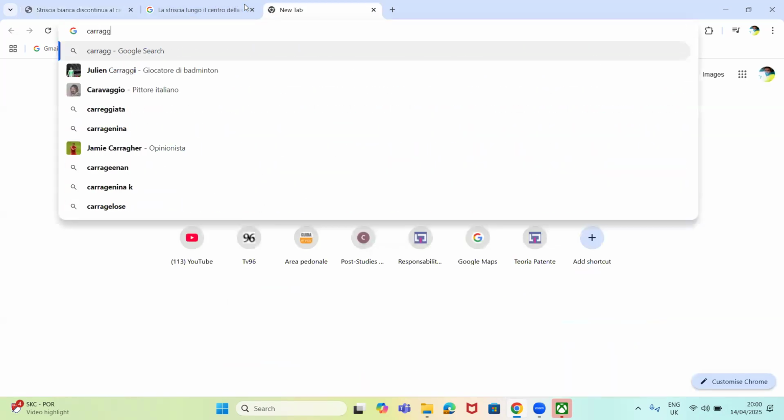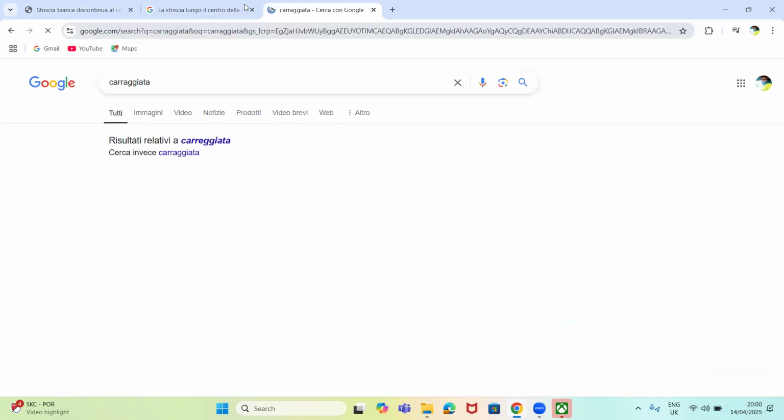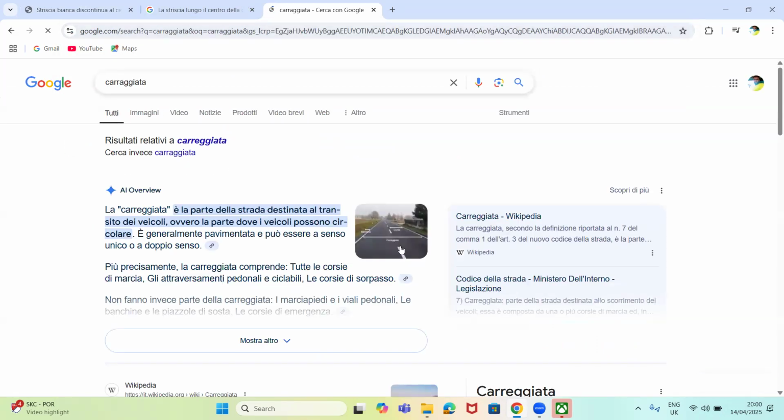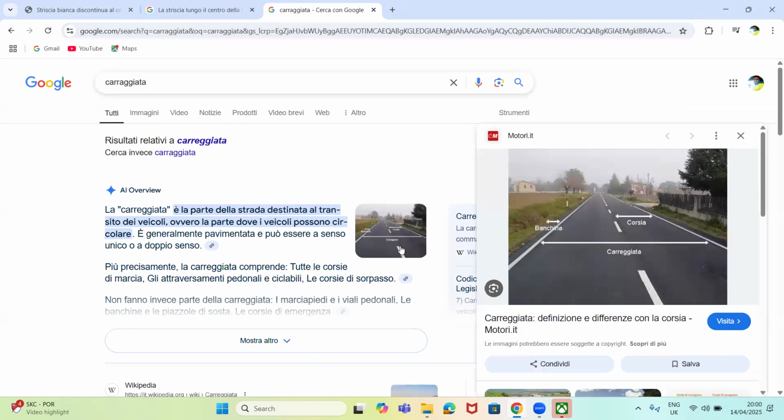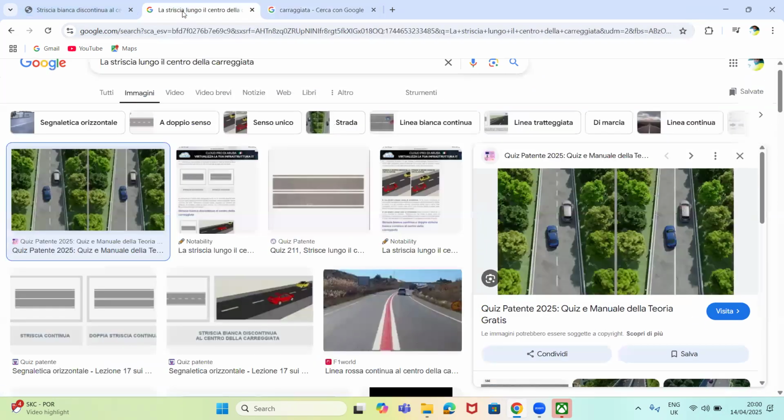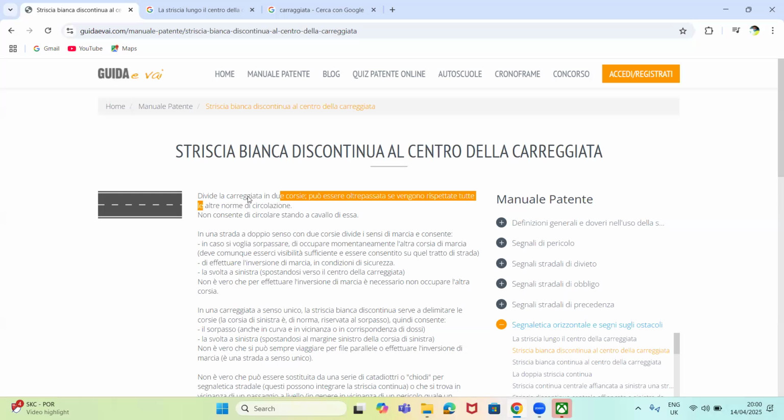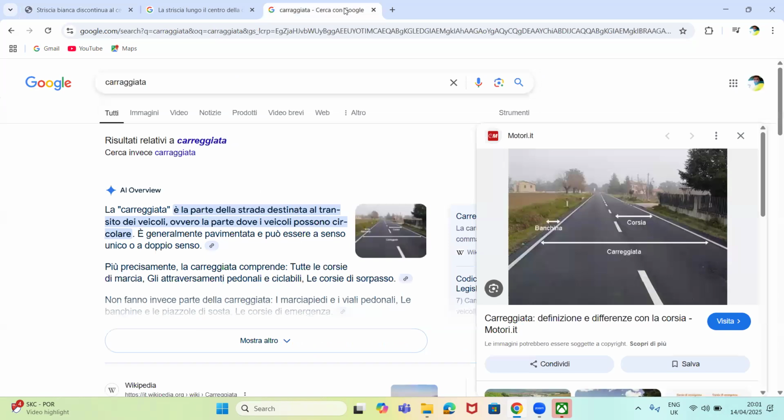Normally, I'm not supposed to waste time on this particular topic, but I'm doing it again. They said, watch. Let me show you. They said, this striscia bianca discontinua, this white discontinuous line, divide la carreggiata in 2 corsie. It divides the carreggiata into 2 equal halves.